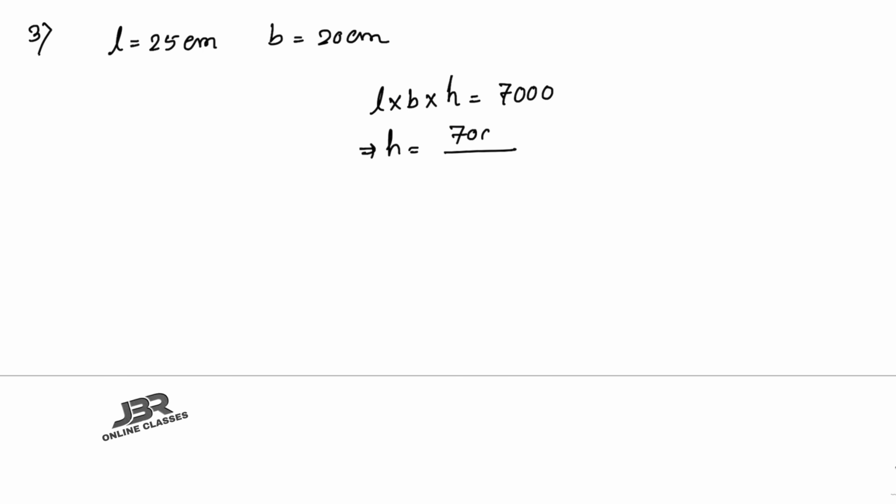Next, number 3. The length and breadth of a rectangular solid are respectively 25 centimeter and 20 centimeter. If the volume is 7000 centimeter cube, volume means L into B into H equals 7000. So H equals 7000 divided by L into B, where L is 25 and B is 20. So the zeros cancel out, 700 divided by 25 is 28, divided by 2 is 14. So H equals 14 centimeter, that is your answer.